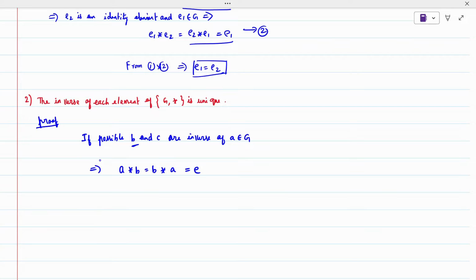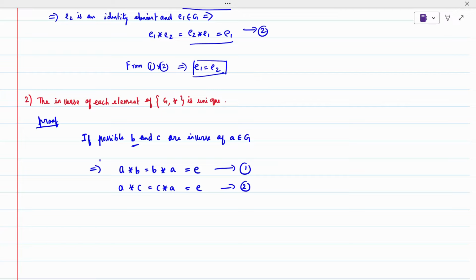Instead of that A inverse, there is a inverse. But here B is the inverse we are taking. According to that we are writing. This is first equation. Same way C is the inverse element. Then we write A star C is nothing but C star A equal to E. This is second equation. Okay. So now we have to prove B equal to C. Only then it is unique. B and C are the inverse, no? So both are equal means it's unique.